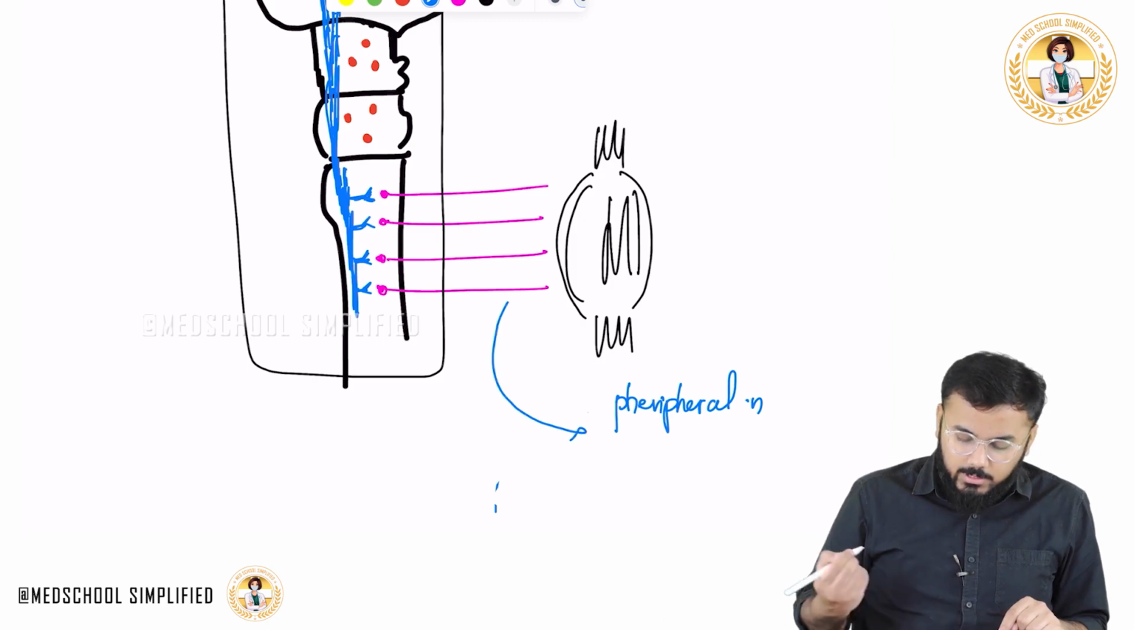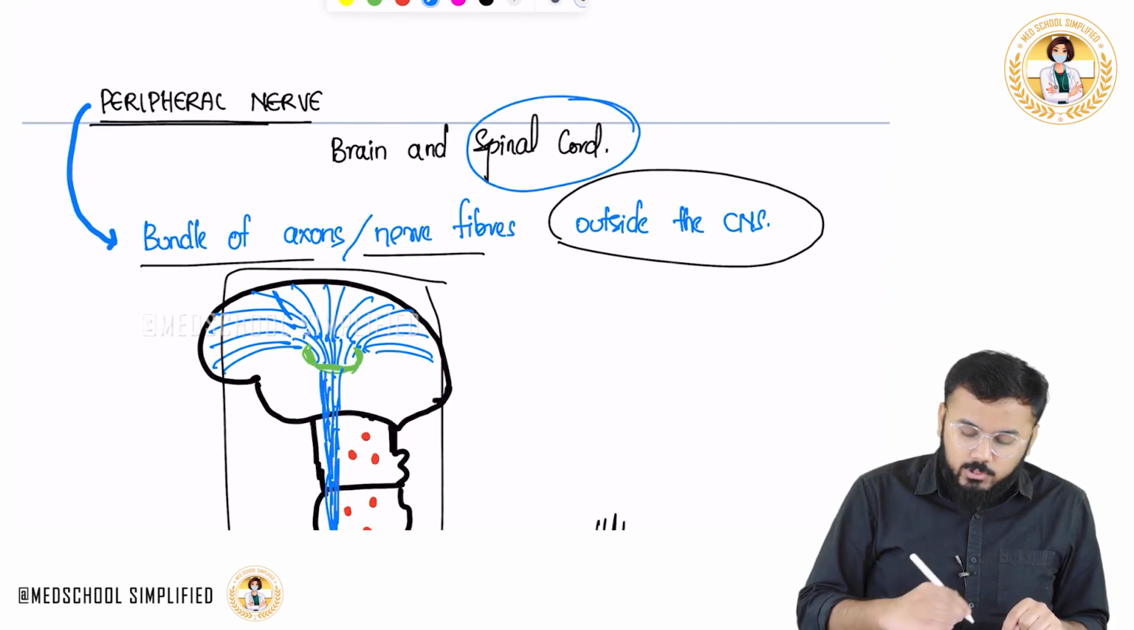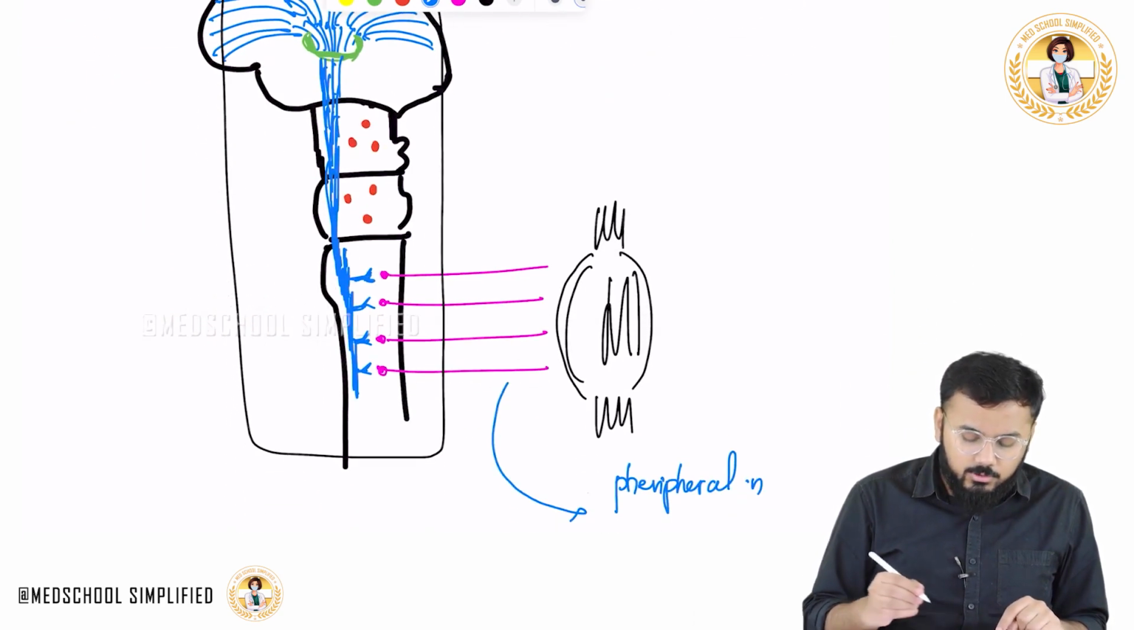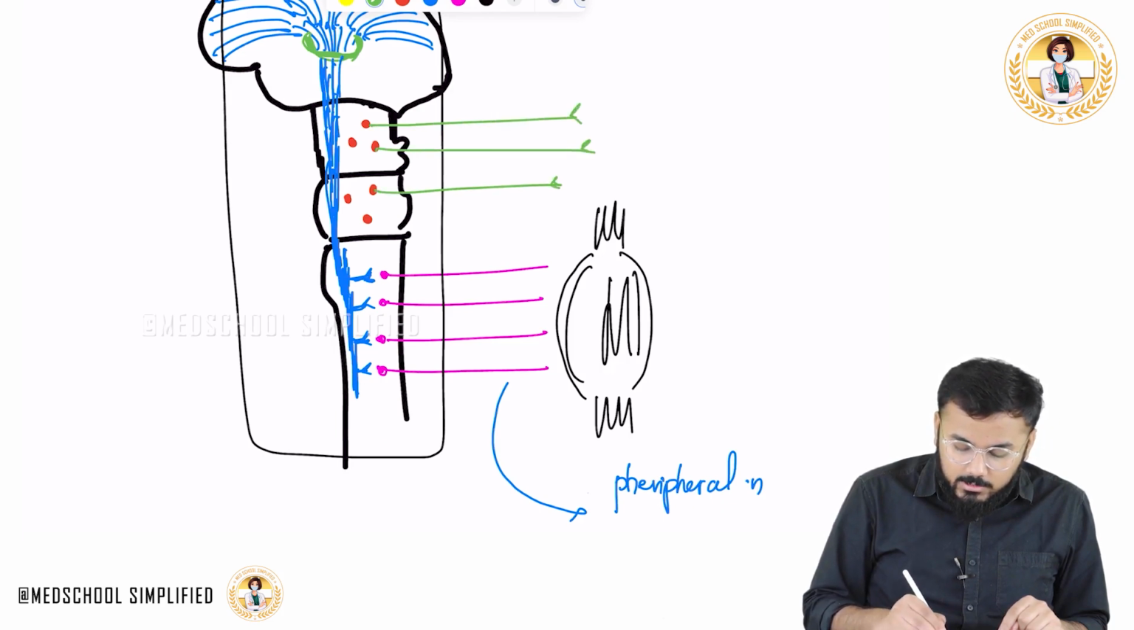Okay, so these fibers are called peripheral nerves. These are the fibers that are coming out of the spinal cord. Then what about the brain? Brain in the sense your brainstem, right? From here also you see cranial nerve nuclei that are going out like this, right?